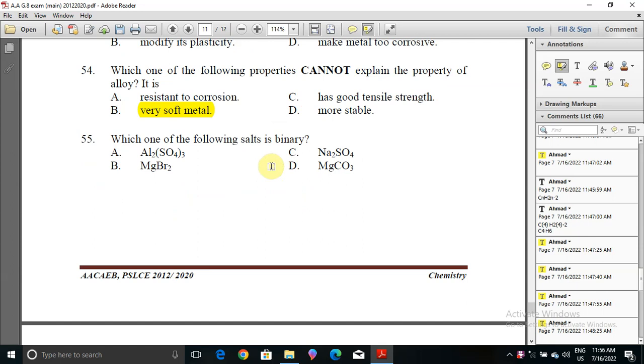Okay, now question number 55. Which one of the following salts is binary? We have 4 choices here, 4 compounds. So the correct answer will be magnesium bromide, which is a binary salt.